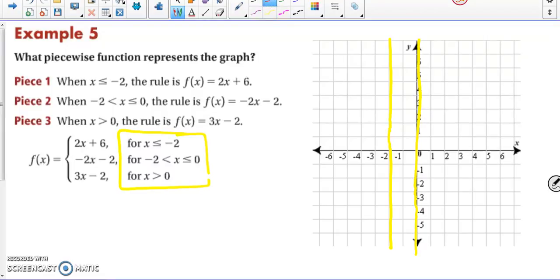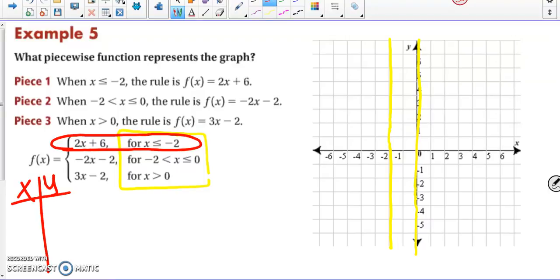So now it's time to make a table of values for each part of our domain. So I'm going to start at my fence always for my table of values. So I have x, y, and -2 is what I'm plugging in for my first line. 2 times -2 plus 6. I get -4 plus 6, which is equal to 2. So I have a point -2, 2. Since I am or equal to in my domain, I'm making a closed circle on my graph.